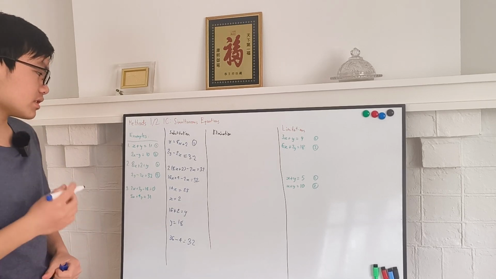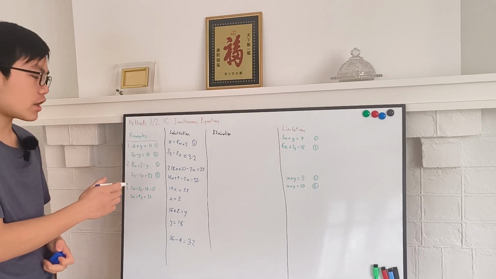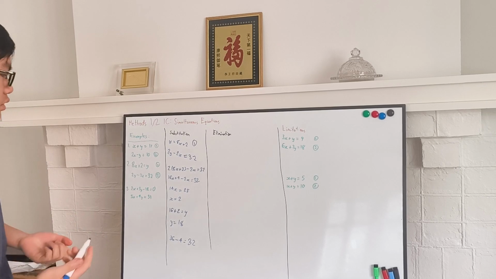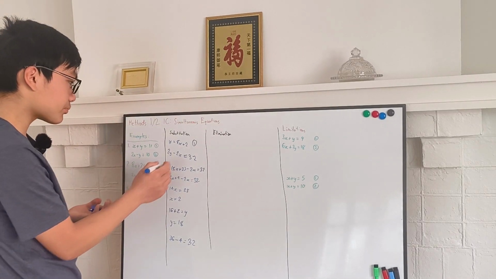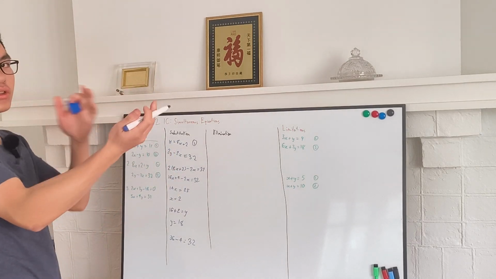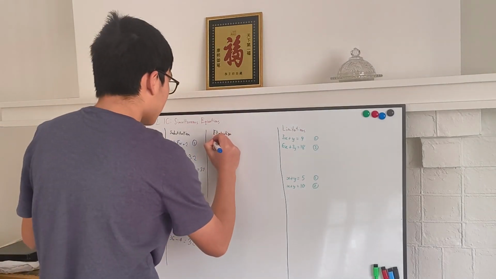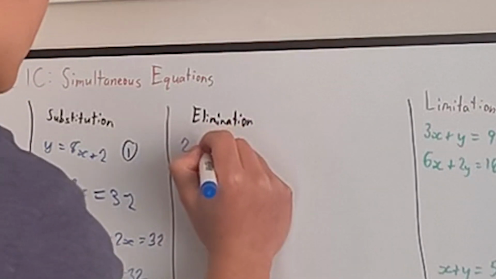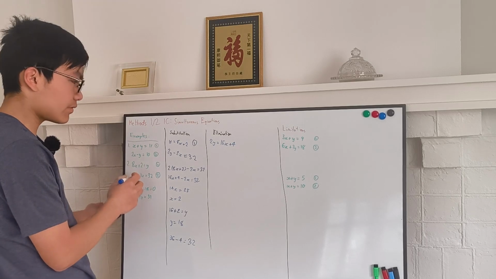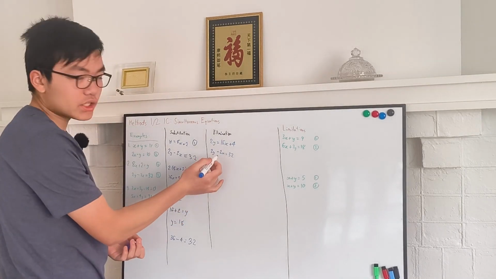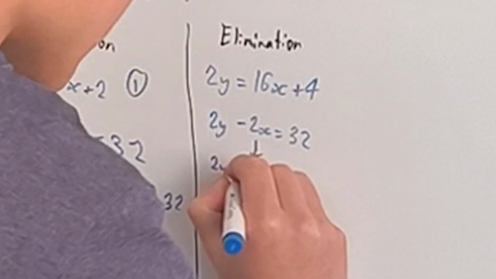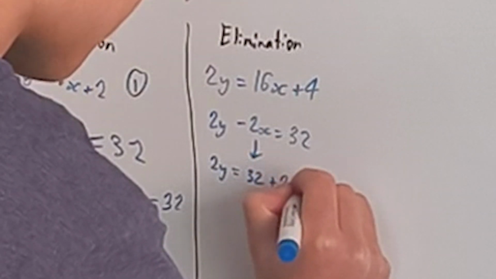With this one, it's a little bit interesting because we've got different variables here. We've got a minus 2x and then a y and 2y, and so on. What we do here, so we've rearranged the first equation from the substitution method, just transferred the y and switched the equal sign around. So 2y equals 16x plus 4. And then the second linear equation stays the same. But in fact, we can switch the 2x over to the other side. So 2y, we'll just draw an arrow, equals 32 plus 2x.